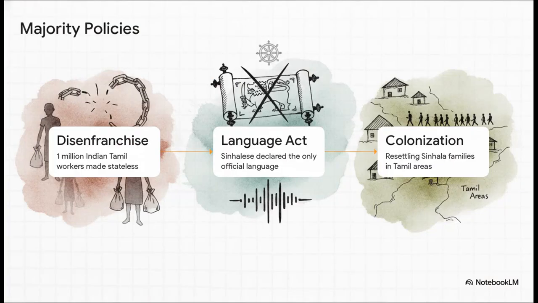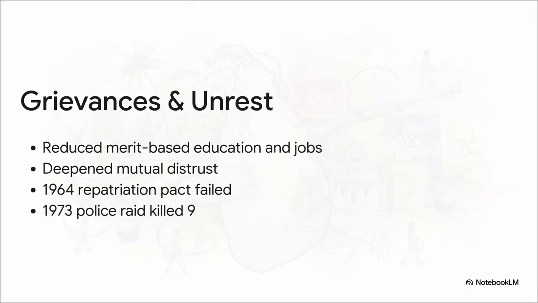After independence, the Sinhalese majority government arbitrarily sought to correct this imbalance, and they did it through a series of very blunt, majority-oriented legislative measures. First, the ruling United National Party redefined citizenship, which effectively disenfranchised 1 million Indian Tamil plantation workers, suddenly making them stateless. Next, they declared Sinhalese as the only official language, and conferred special constitutional protection for Buddhism. Finally, they began a direct policy of colonization, resettling Sinhala families into predominantly Tamil areas to intentionally alter the demographic pattern.